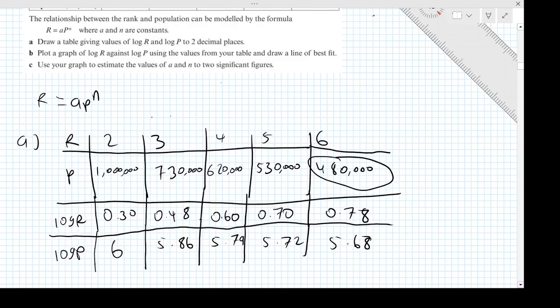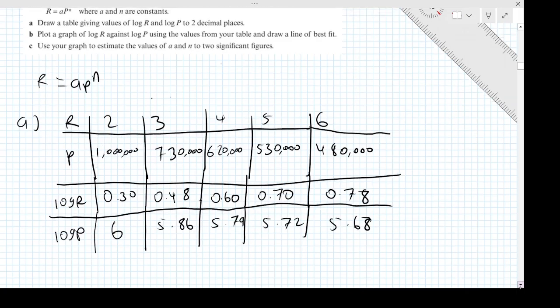And you can see the convenience of taking logs, because logs make things more standardized, closer and more compact together. Here we've got large values, from 1,000,000 down to 480,000, but here we're only between 6 and 5.68. That makes it a lot easier to plot the graph of the logs versus the normal values, which can be quite big and variable. So that's the table values.